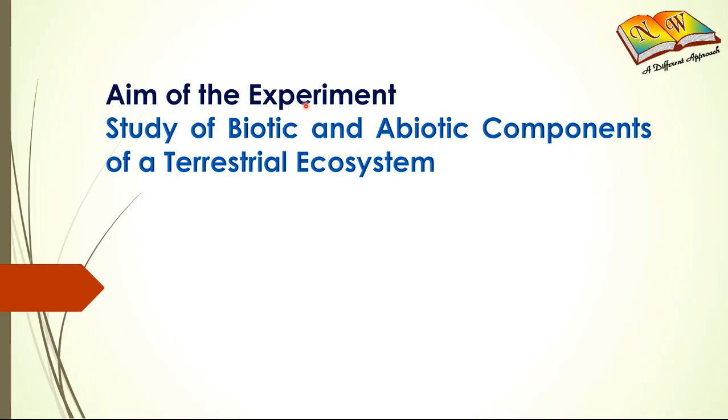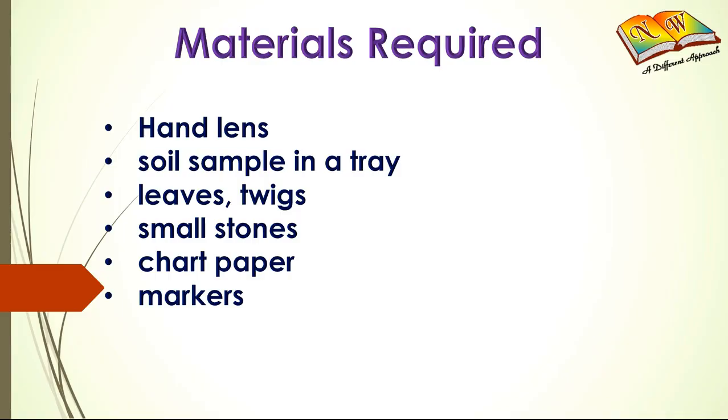The name of this experiment is the study of biotic and abiotic components of a terrestrial ecosystem. Materials required for performing this experiment: you need a hand lens, some soil sample in a tray, leaves, twigs, and small stones which will be present in the soil sample. There might be small organisms also in the tray, like ants, then a chart paper and some markers or colored pens.